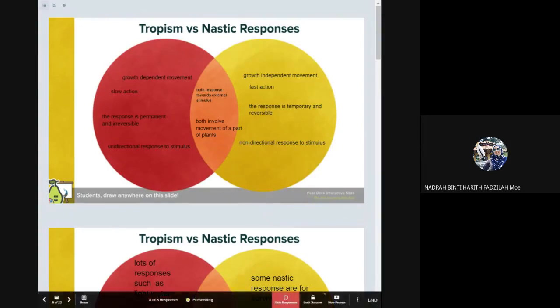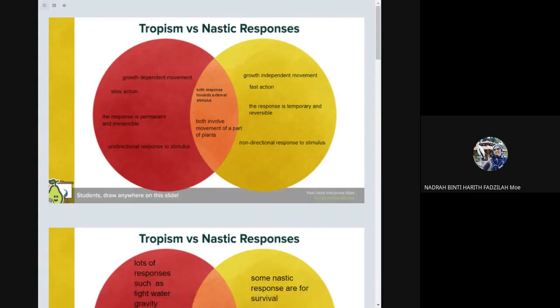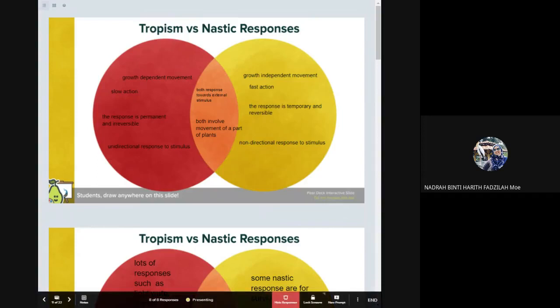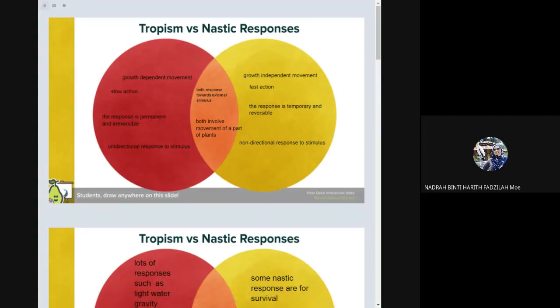Yes. Nurin juga tambah dari aspek unidirectional response to stimulus. Ya, tropism ni biasanya kita nampak dia berfokus kepada satu arah sahaja, whereas in nastic response it is a non-directional response towards stimulus. Okay, very good. Saya screenshot dulu. Okay. Juga boleh tambah reversible, irreversible tadi ya. Okay.